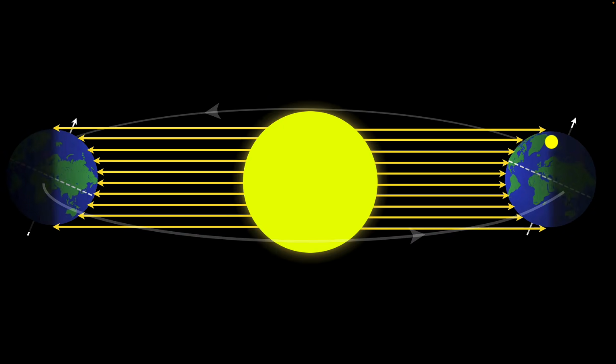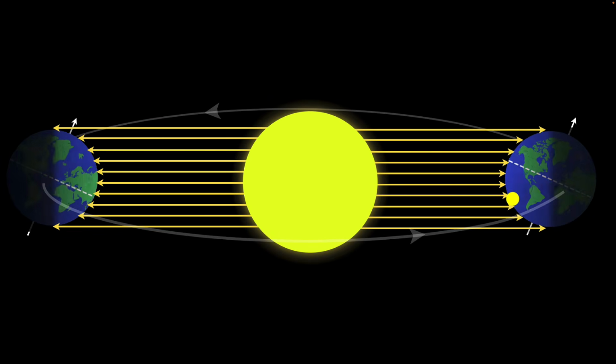So you can clearly see because the Earth's axis tilted, the Northern Hemisphere and the Southern Hemisphere receive different amount of sunlight. Since the Northern Hemisphere tilted away from the sun, it receives less sunlight. And since the Southern Hemisphere tilted towards the sun, it receives more sunlight.